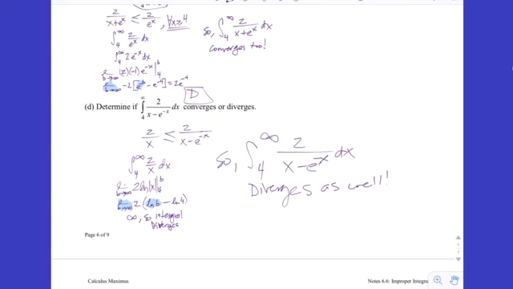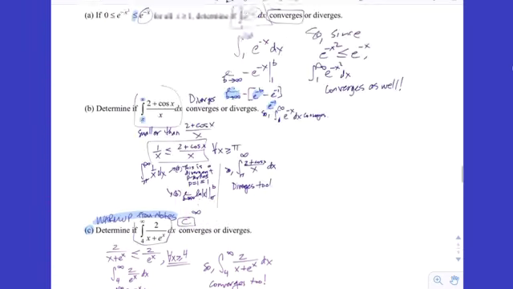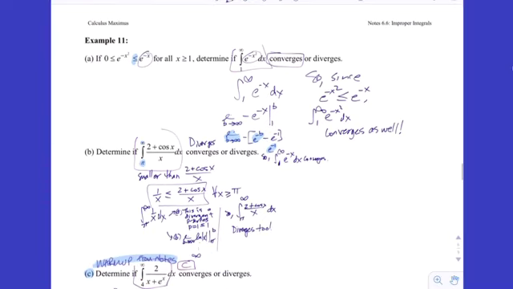There are actually 8 tests that we're going to learn to determine if something converges or diverges later on. This is going to end up being one of the 8 tests. That means we have 7 more to learn in chapter 9. So if you understand this now, it's just 1 less to learn in chapter 9. All right, so good so far. Any questions on any of these? Example 11. Yes?